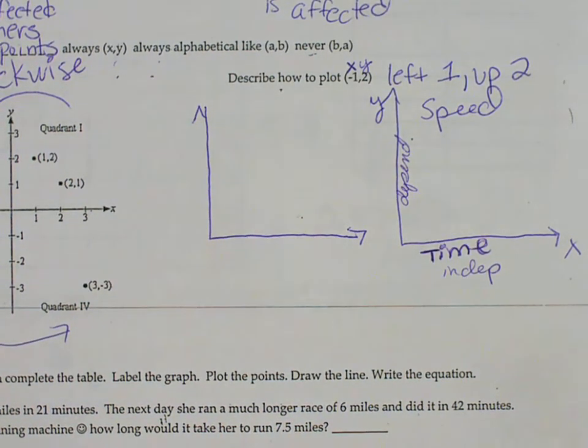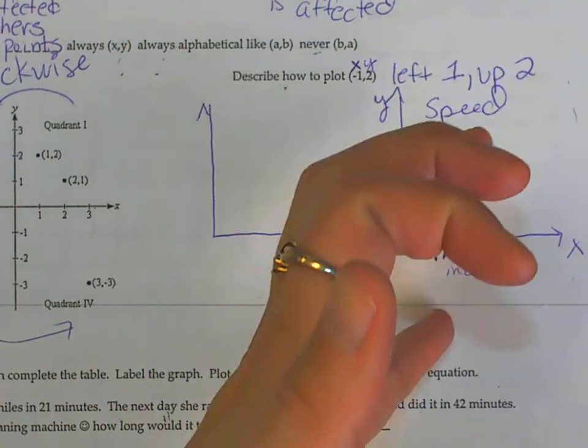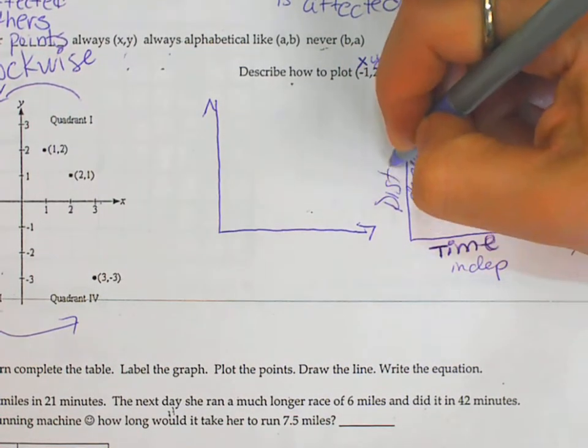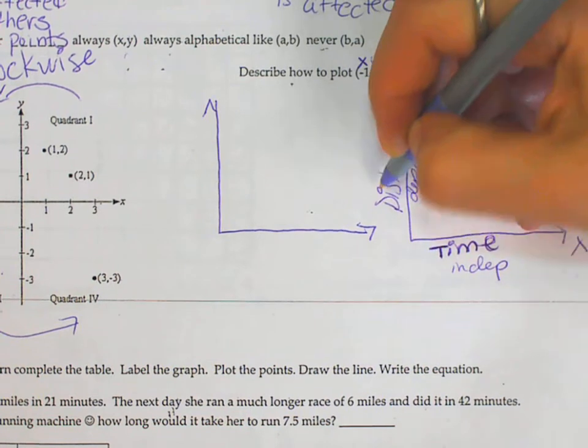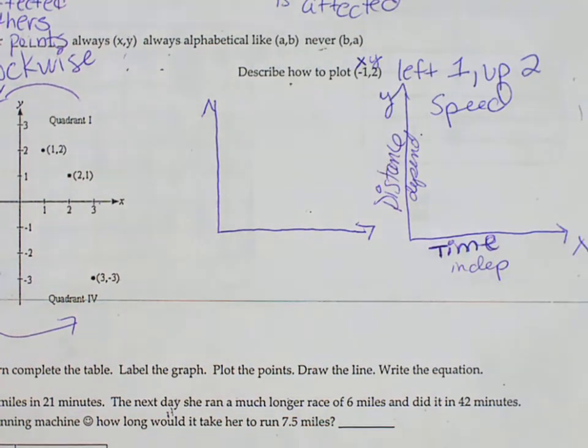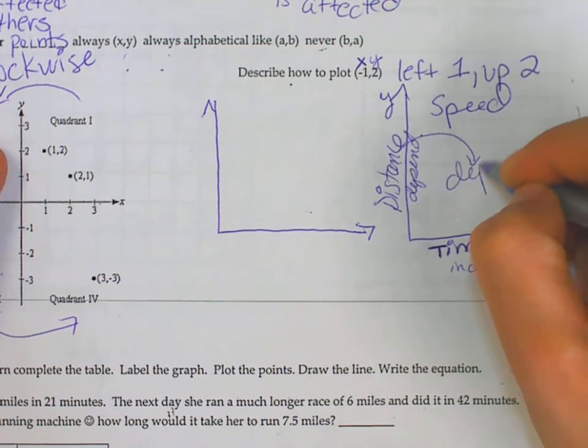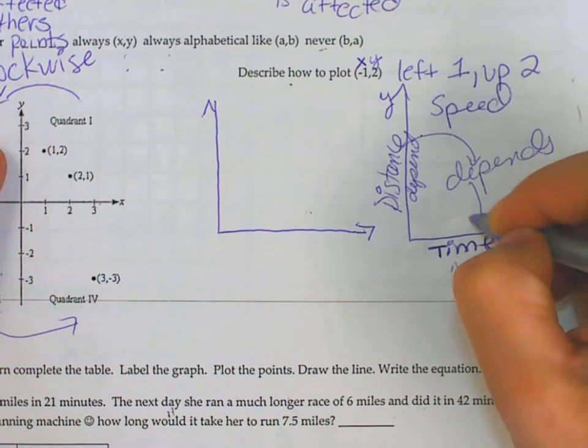Okay, so if we're doing speed, how do you get your speed? Well, your speed is what dependent on your time? It is your distance. How far you can go and how much time will tell you your speed. Distance depends on how long you've been going.